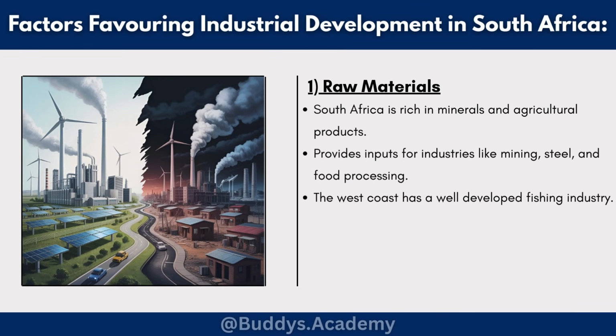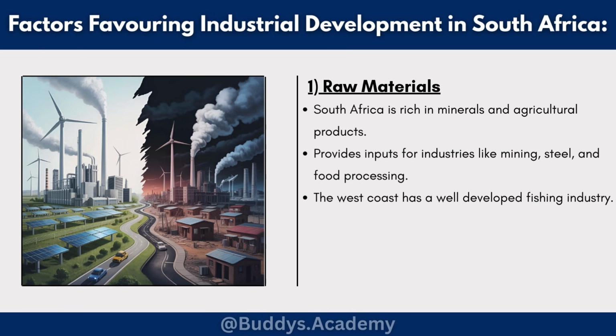So now let's take a look at the factors that are going to favor industrial development in South Africa. Remember, there's going to be factors that favor, and there's going to be the opposite of that, which is your factors that are going to hinder industrial development. So for factors that are going to favor industrial development, firstly, it's going to be your raw materials.